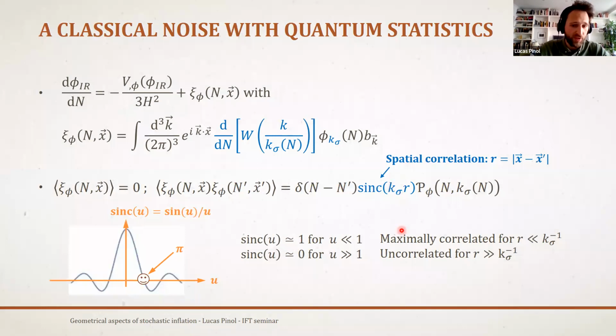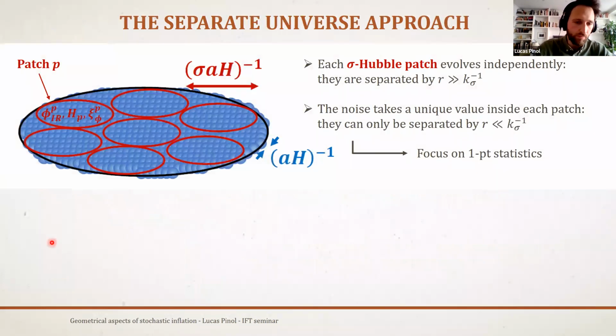So it means that 2 points that are separated by distances much smaller than this cutoff scale are completely correlated. The noise takes the same value at these 2 points if they are at a distance less than the cutoff scale. However, for distances larger than the cutoff scale, they are completely uncorrelated. So this is important because it will enable us to make some approximation, which is the following one.